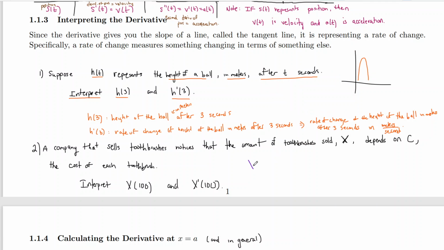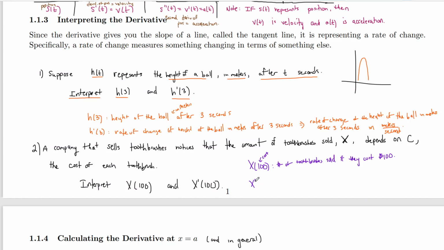All right, well, what does X of 100 mean? X is the number of toothbrushes sold, and the number that's going in there is the cost. So this is going to give you the number of toothbrushes sold if they cost $100. For this problem, you don't think about those non-electric toothbrushes. You're thinking about some fancy ones. But this is what this represents. X of 100 would represent the number of toothbrushes sold if each toothbrush costs $100.